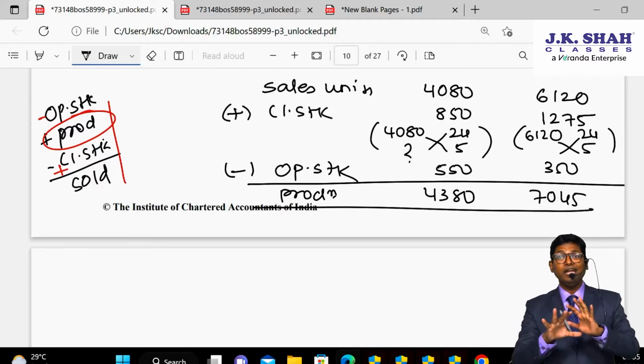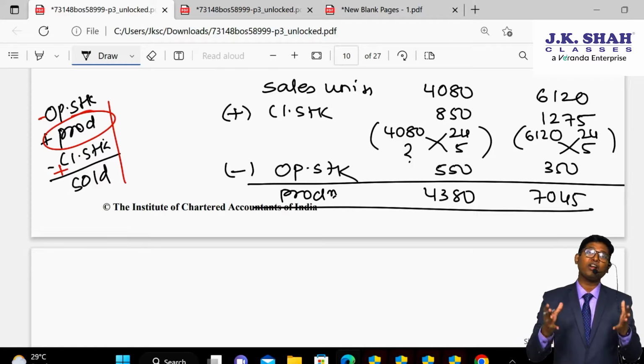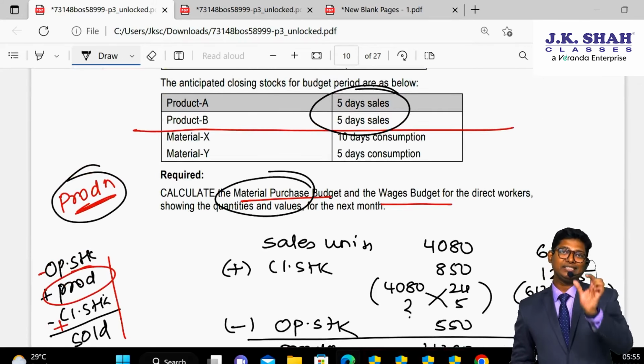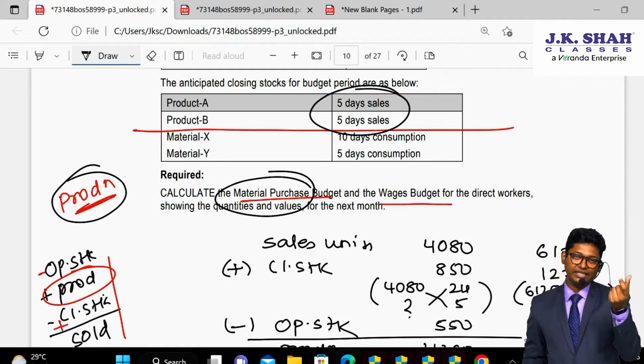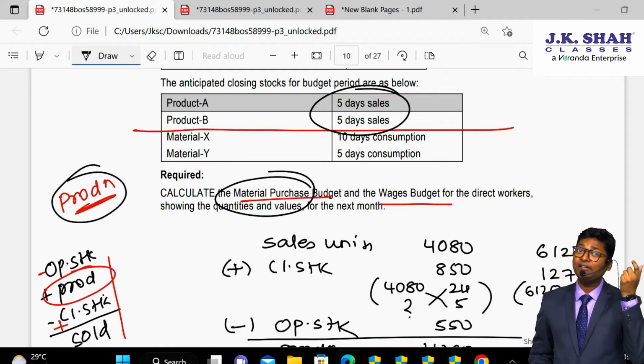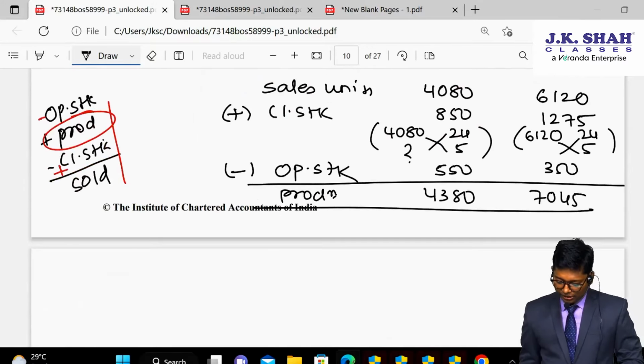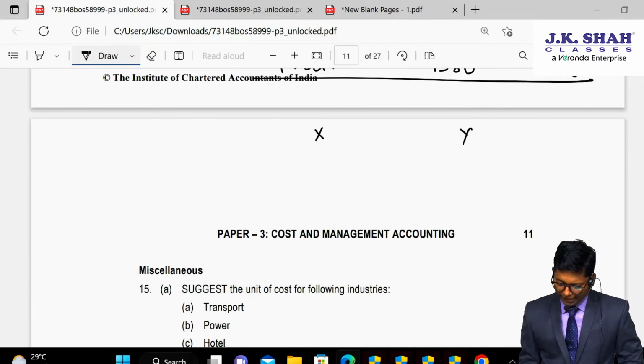So these are the ingredients we are preparing for our main recipe. The question is asking us to prepare purchases, but purchase is the element which comes from RMC. RMC can be computed only when you are aware of the number of units to be produced. So let's calculate RMC. Sir, how many materials are there? 2, no? X and Y.